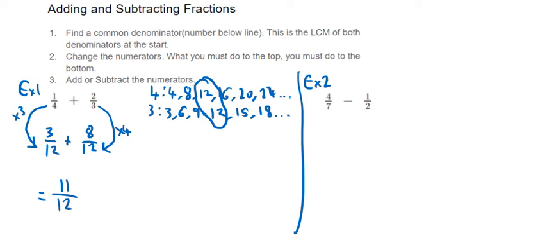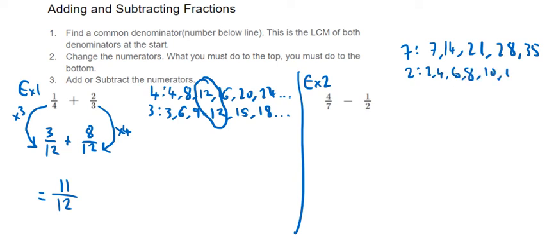Second example, I'm going to take the LCM of 7 and 2 this time. That's going to be my common denominator. So 7, 14, 21, 28, 35. Those are all multiples of 7. Multiples of 2: 2, 4, 6, 8, 10, 12, 14, 16, and so on. So you'll see there then that the LCM is 14. So that's the number I put on the bottom in here.